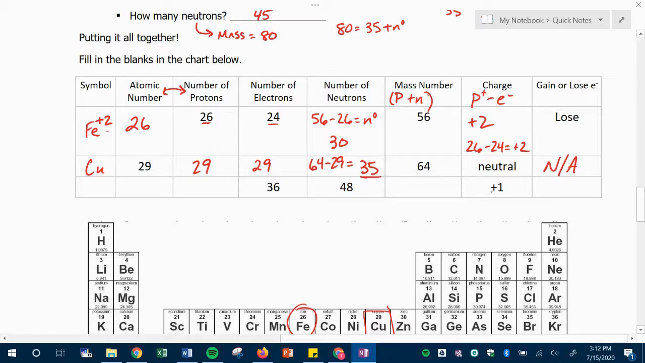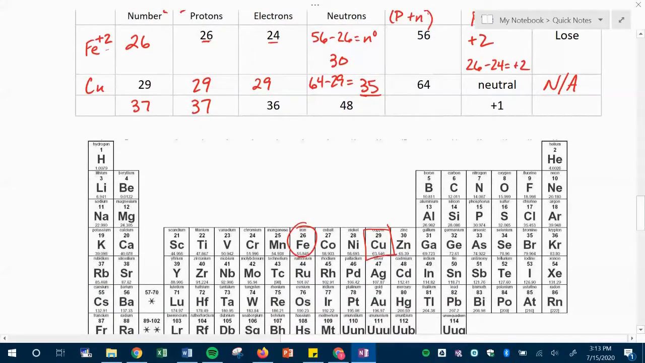Because if it's +1 and we have 36 electrons, that means that we have 1 extra proton, meaning we have 37 protons, which means our atomic number is 37, which also means our element in this case is rubidium. So we'll put Rb, and then don't forget, since it's got a +1 charge, we should label +1 there.